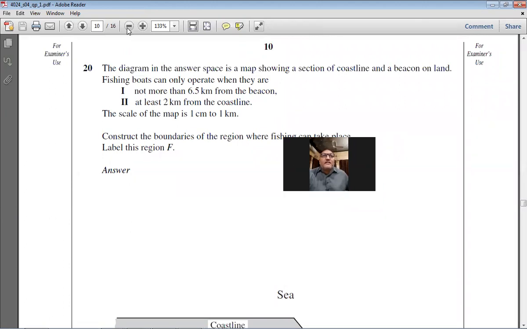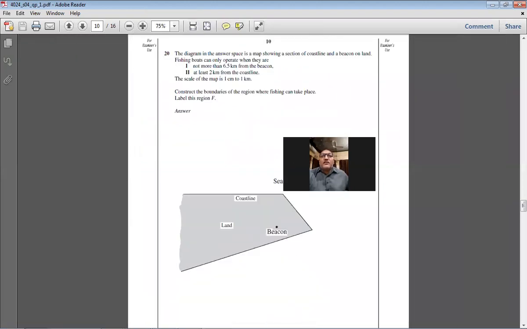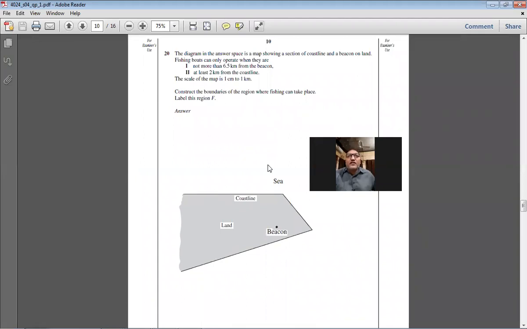I will read the question, and he says the diagram in the answer space is a map showing a section of coastline and a beacon on land. Fishing boats can only operate when they are not more than 6.5 kilometers from the beacon, and second, at least 2 kilometers from the coastline. The scale of the map is 1 centimeter to 1 kilometer. Construct the boundaries of the region where fishing can take place. Label the region as F.